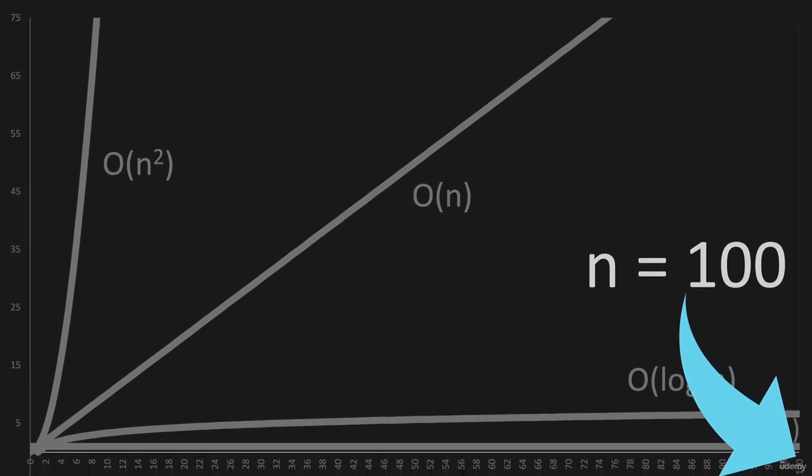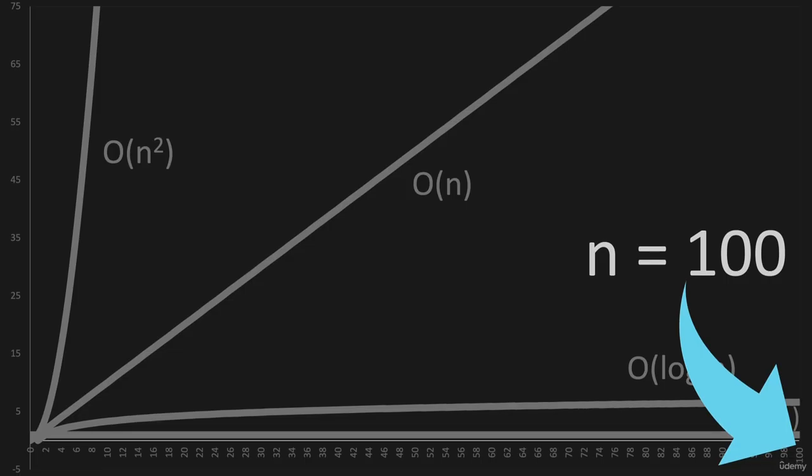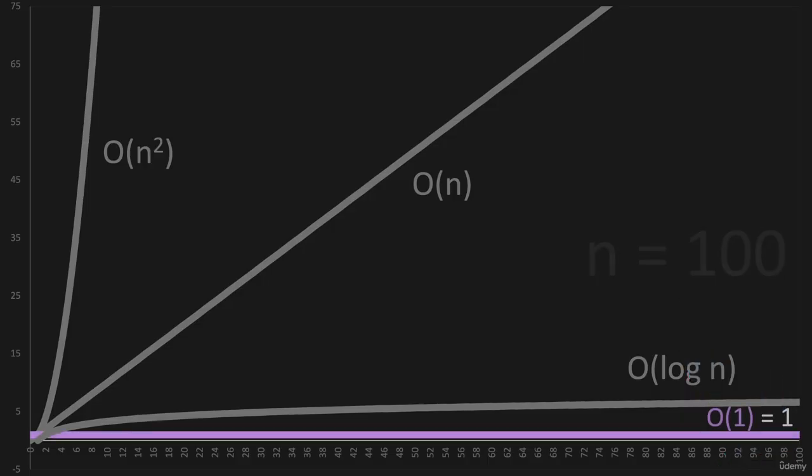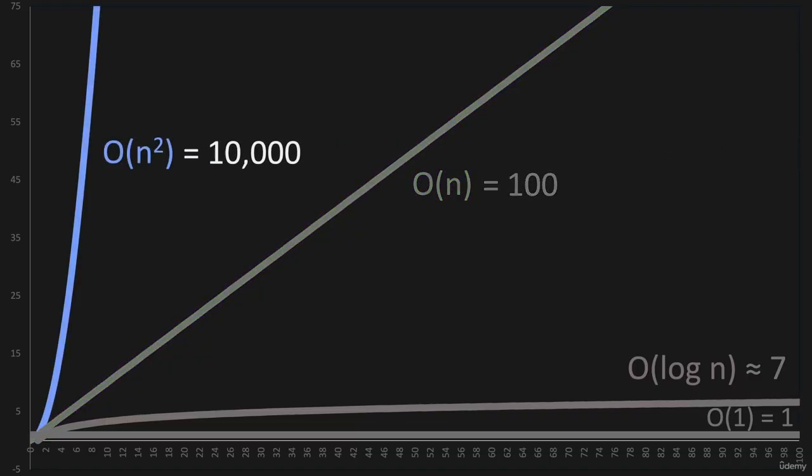So now let's wrap up big O. I'm going to bring up our graph here and say n is 100. Let's look at what each of these four are when n is 100. So we start on the bottom there with O of 1, and that's going to equal 1. O of log n is going to be approximately 7. O of n is going to be 100 because n is 100. And O of n squared is 10,000.